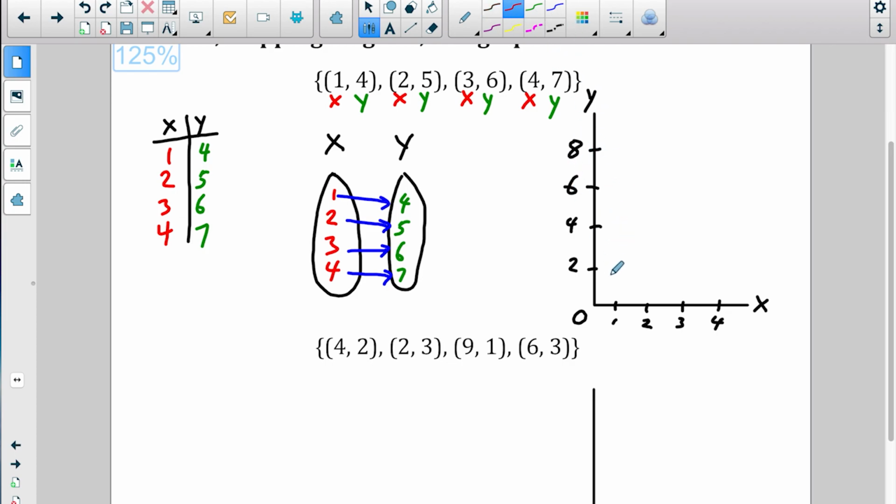So we can plop our points down here. 1 is related to 4, 2 is related to 5, 3 is related to 6, and 4 is related to 7. Now again, let's be careful because this data would be considered discrete. We don't know for sure if there's anything in between them, so we are not going to connect our points.